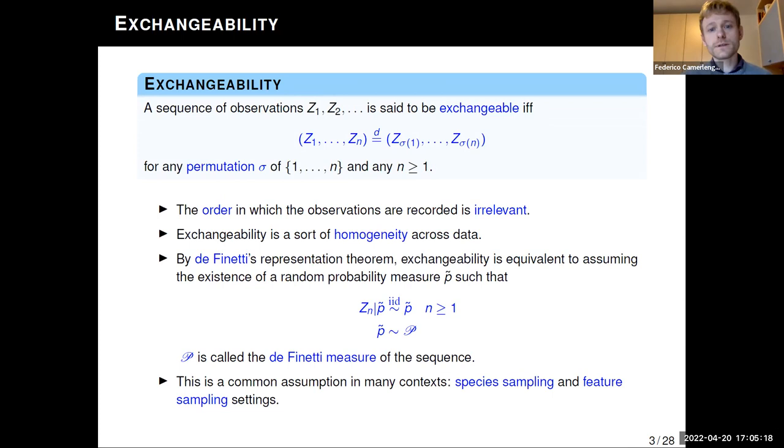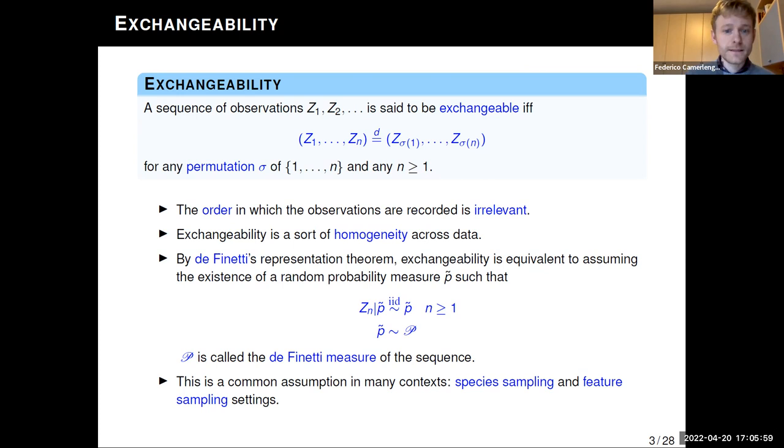And just to introduce the context, I would like to focus on the assumption of exchangeability. So what does it mean that a sequence of observations is exchangeable? It means that the order in which the observations are recorded is irrelevant. And exchangeability is a kind of homogeneity across data that allows you to face prediction. Since we are not magicians, we have to assume this kind of homogeneity across data in order to face prediction. This is a suitable assumption in several frameworks.